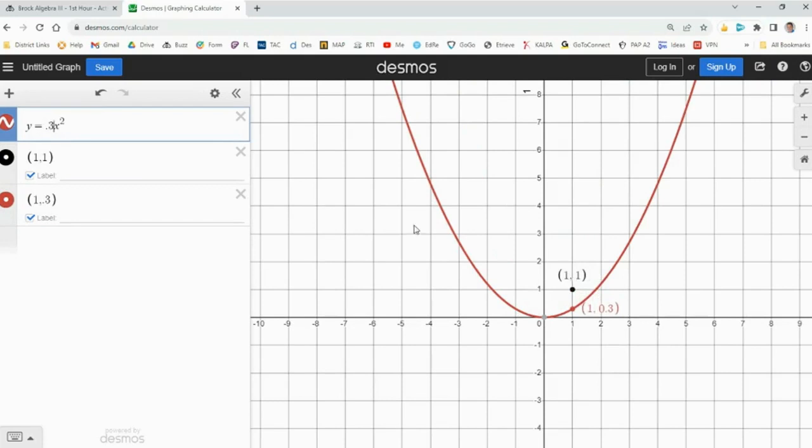0.3. There it is. Now it got wider. It is wider. It's compressed vertically. We push this point down. We compress that point down to 0.3.